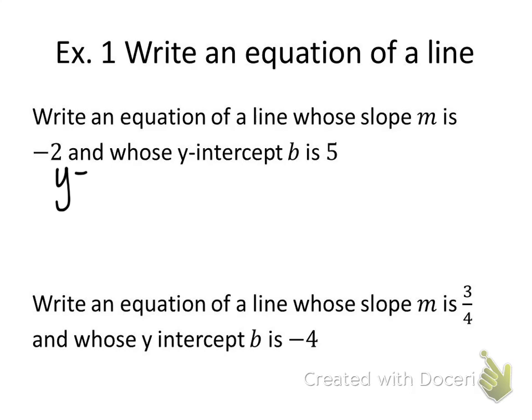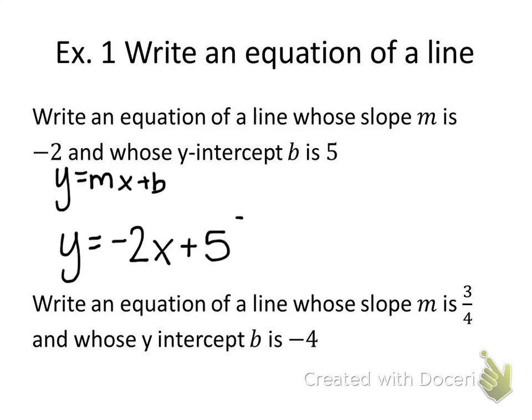Remember, it's y equals mx plus b. So it says, write an equation of a line whose slope m, it even tells you the letter, is -2, and whose y-intercept b is 5. So all I need to do is plug in these numbers where they go. So I've got y equals, what did it say my slope was? -2, x, and what did it say my y-intercept or b was? 5. So I've written my equation in slope-intercept form. Just as simple as that.